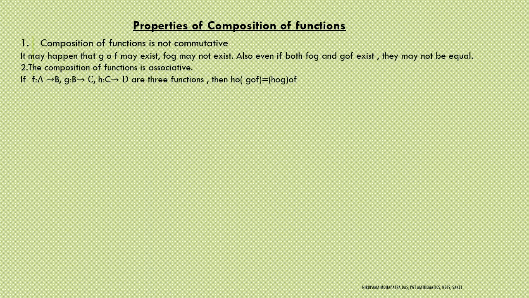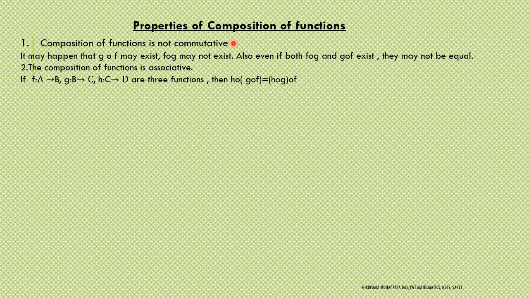Next one is properties of composition of functions. In properties of composition of functions, the first one is that composition of functions is not commutative. That we have already discussed, right? We have taken that example and both the cases. In one case we have seen f of g not equal to g of f. In the other case we have seen f of g equal to g of f. It means in general we can say it is not commutative.